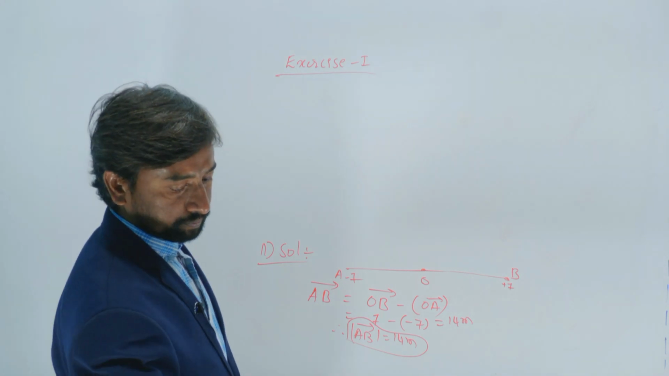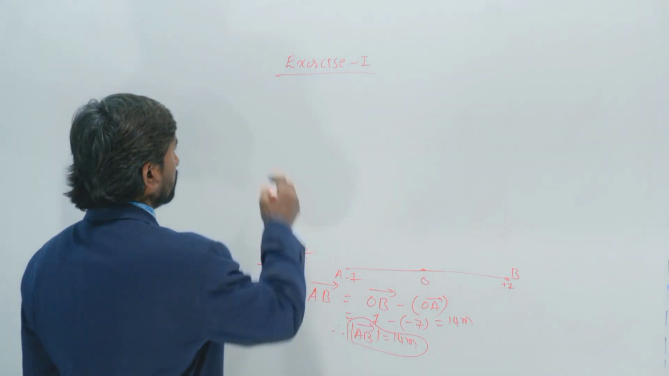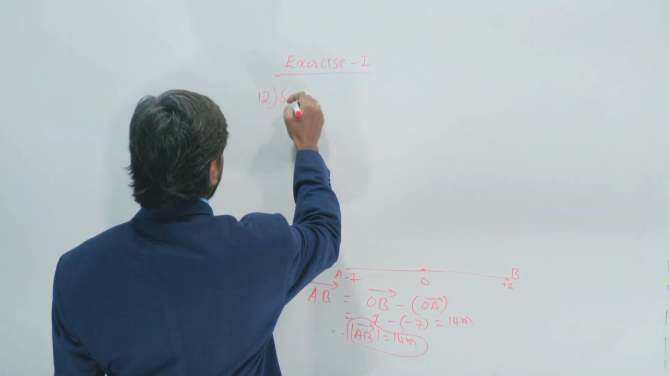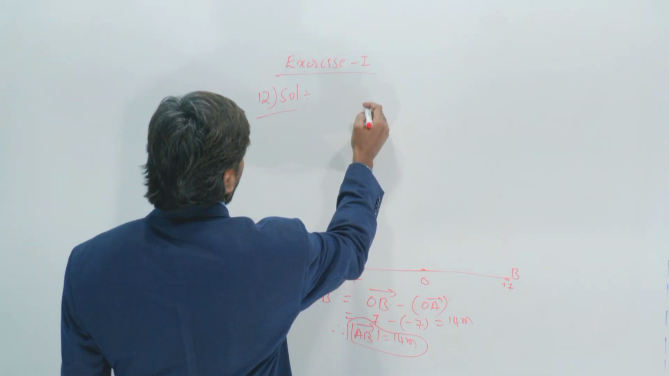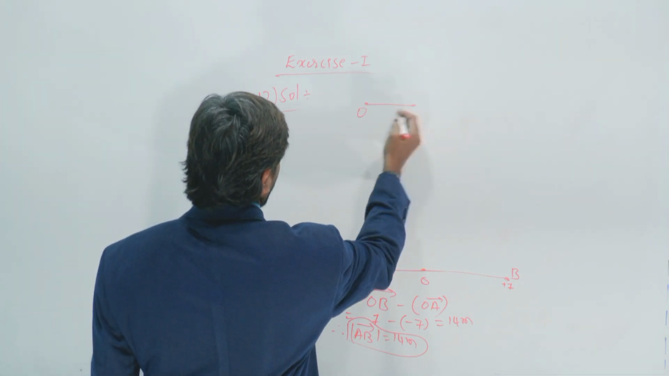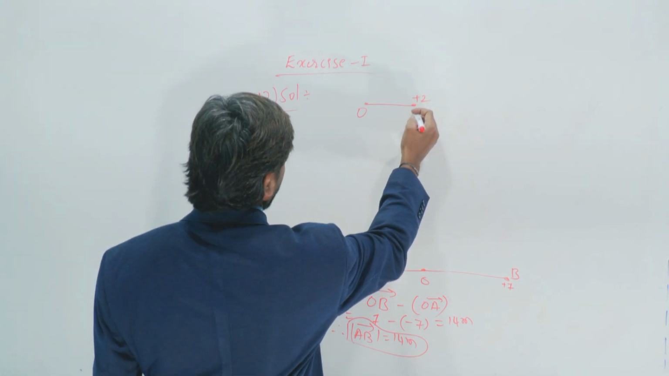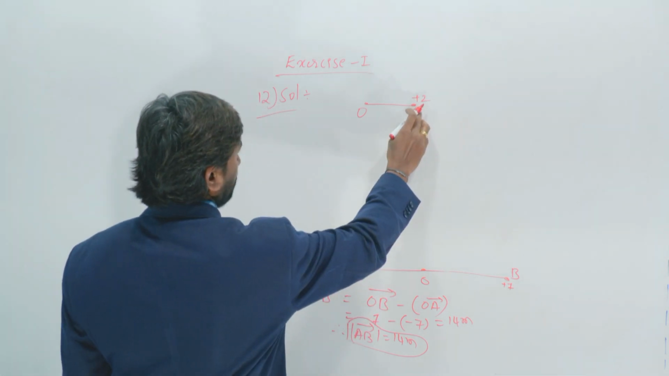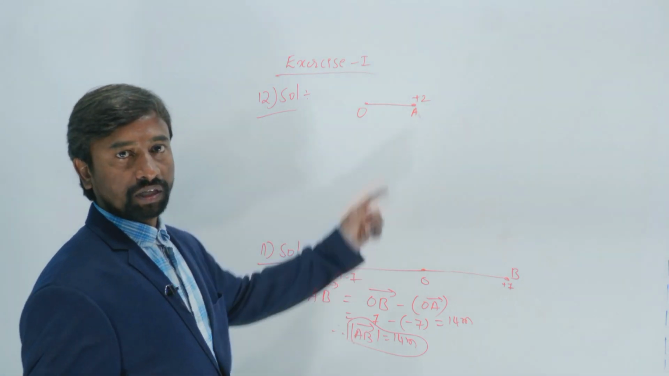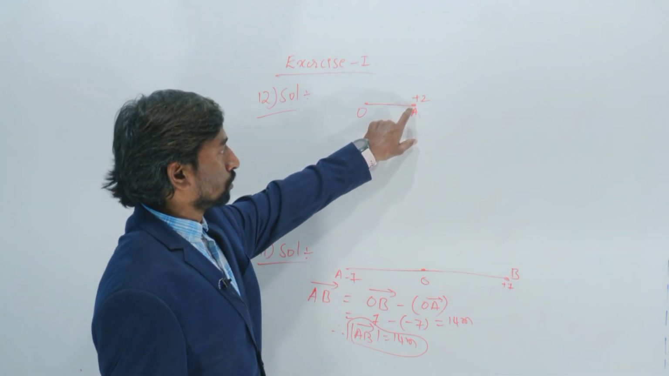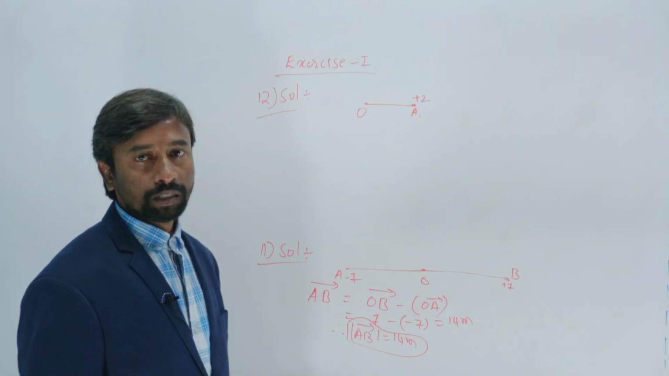12th one. An object is moving from 2 meters. Let us consider 0, 2 meters, 2 plus 2, 2 plus 2 only, here only. Then what is the displacement between the initial and final position? The initial point is moving from 2 to 2, which means here the displacement will be 0.